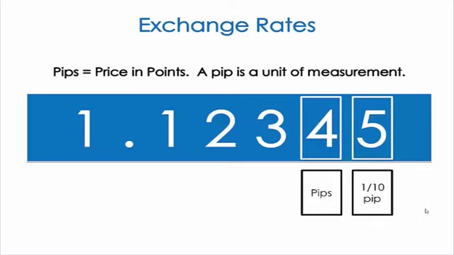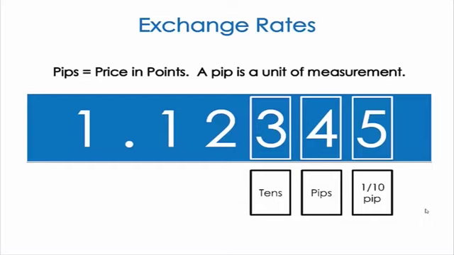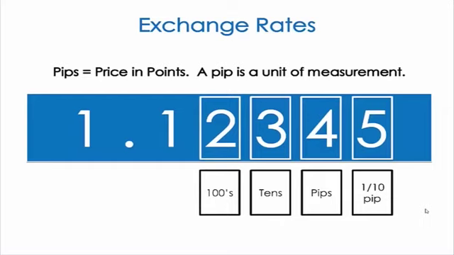Looking across now, we can see the 3rd decimal place. We've got the tens of pips. So 345 is 34.5 pips. 2nd decimal place, we've got hundreds of pips now. So that's 234.5 pips.